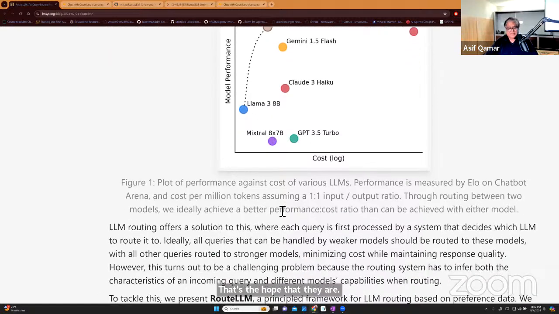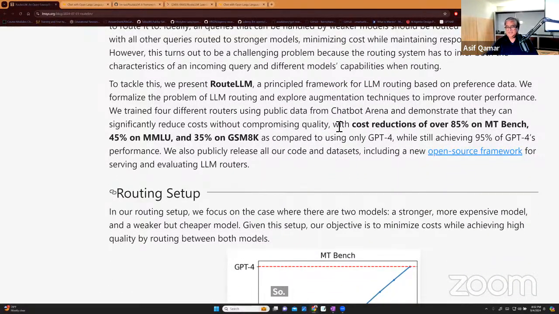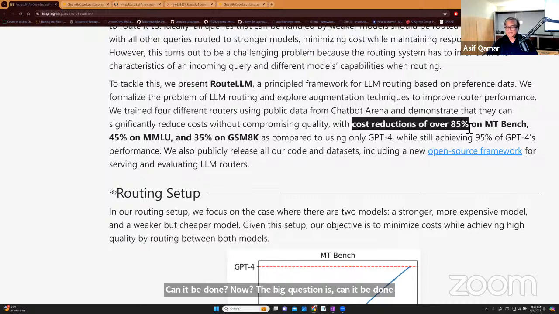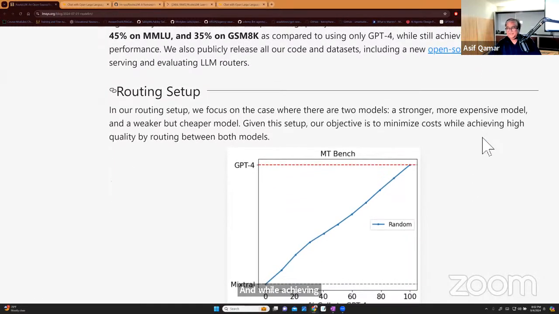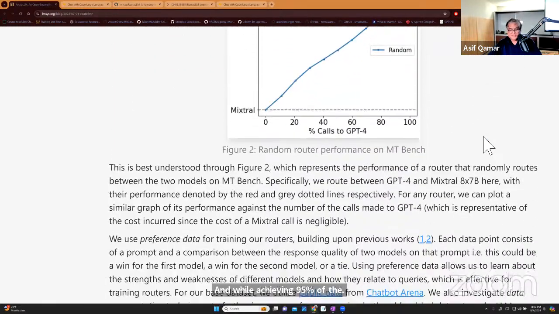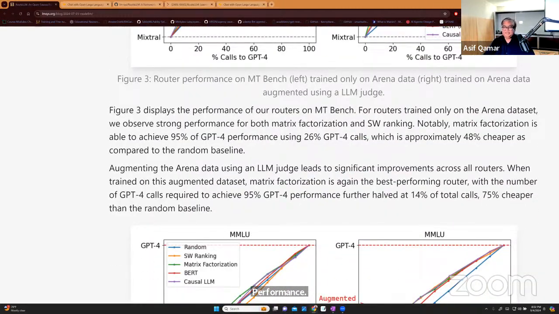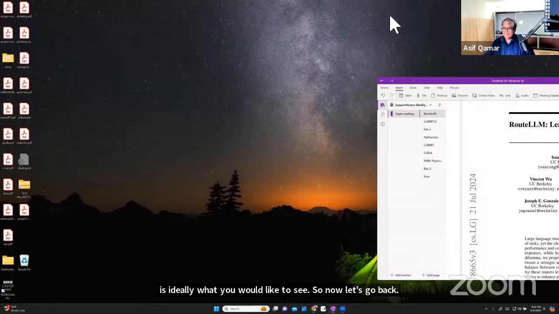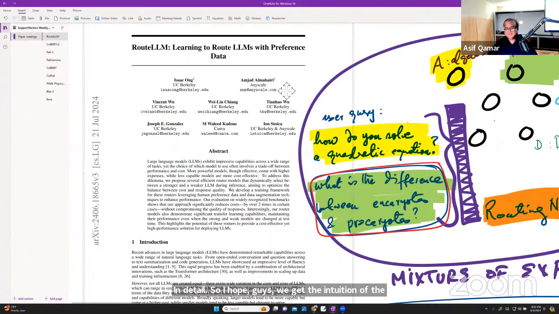So can it be done? Now the big question is, can it be done? And see here, they're saying the cost reduction is 85%, while achieving 95% of the GPT's performance, which is ideally what you would like to see. So now let's go back and read the paper itself in detail. So I hope, guys, we get the intuition of the paper, right? Now let's read the paper.